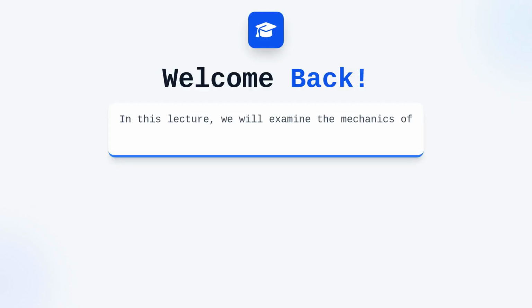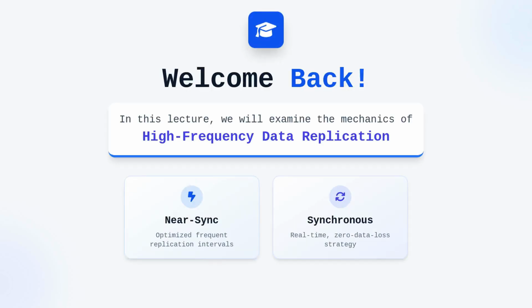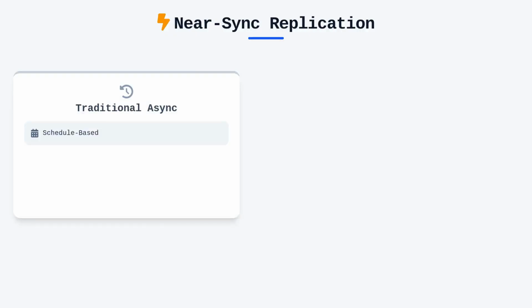Welcome back. In this lecture, we examine the mechanics of high-frequency data replication, specifically near-sync and synchronous strategies within the Nutanix ecosystem. Near-sync replication is an evolution of standard asynchronous snapshots designed to meet recovery point objectives as low as 1 minute. Traditional asynchronous replication relies on snapshot schedules that, by design, incur higher latency between data copies.